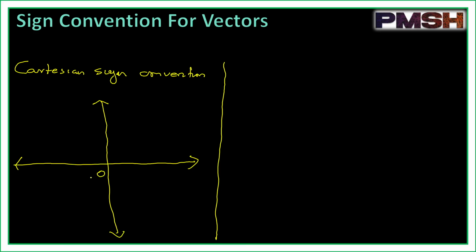This will be our origin. Okay, you know that all. But we are seeing the sign convention for vectors. Usually we consider this direction as positive x-axis, right? And this direction as negative x-axis. This we consider as positive y-axis. And this direction we consider as negative y-axis.